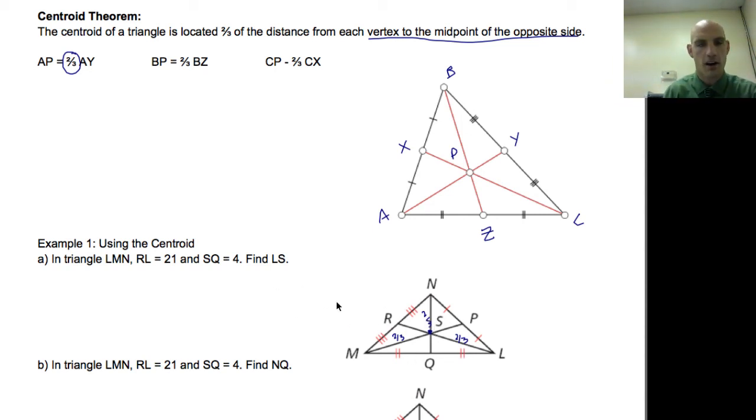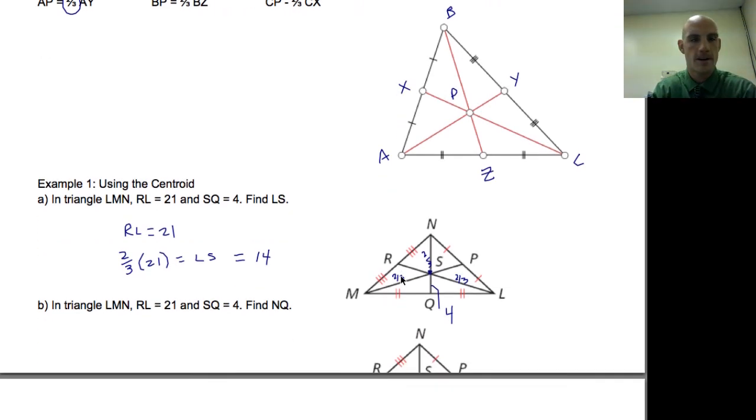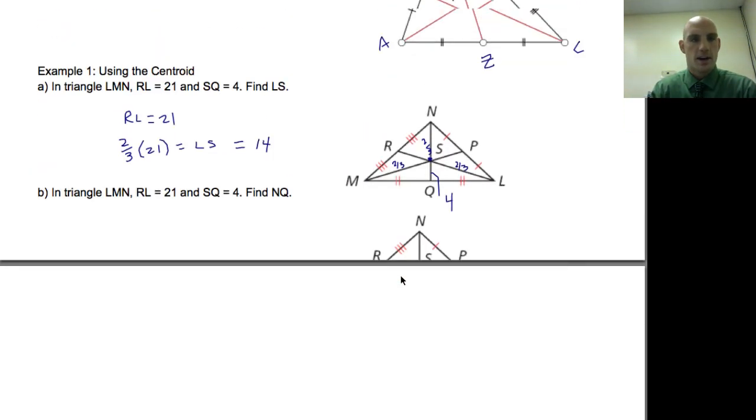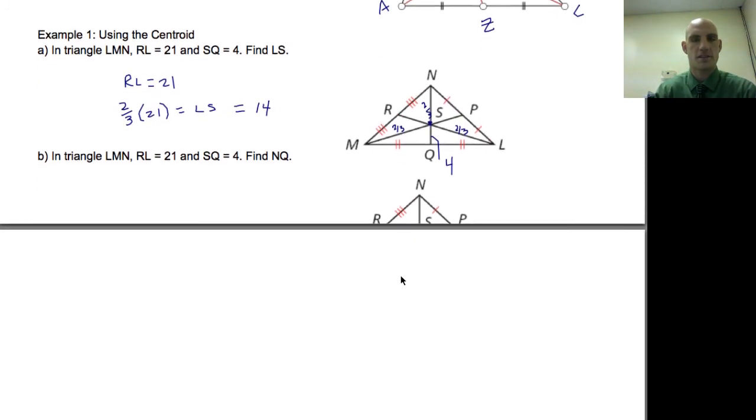And so if I've got RL equals 21, then 2/3 of that is equal to LS. So that's 14. Okay? They didn't ask us about this, but SQ is 4 here, right? So that means this must be 1/3, so NQ would be 12. Okay, that's kind of how this works. This one kind of got cut off, but it's based on the same triangle.